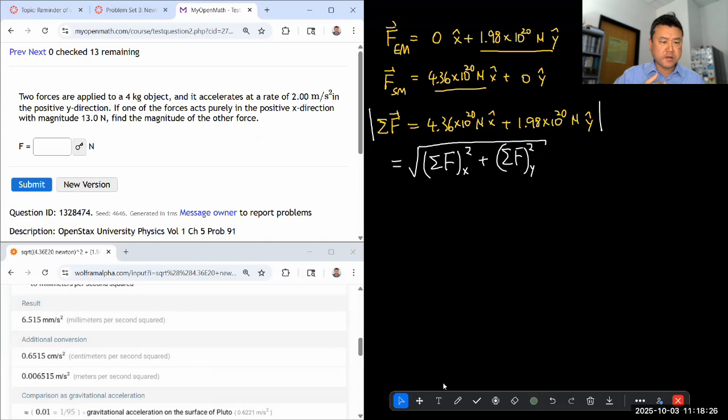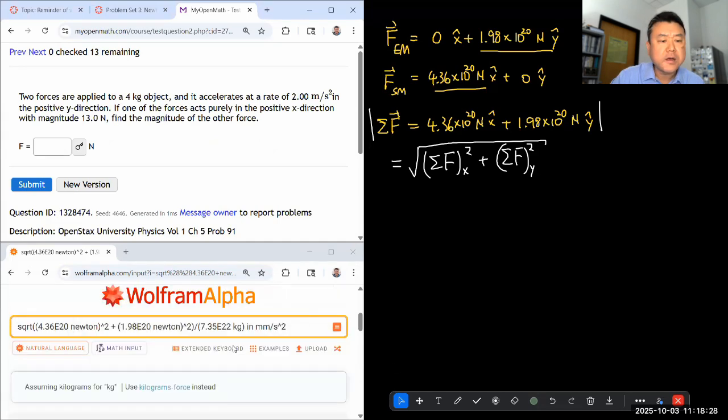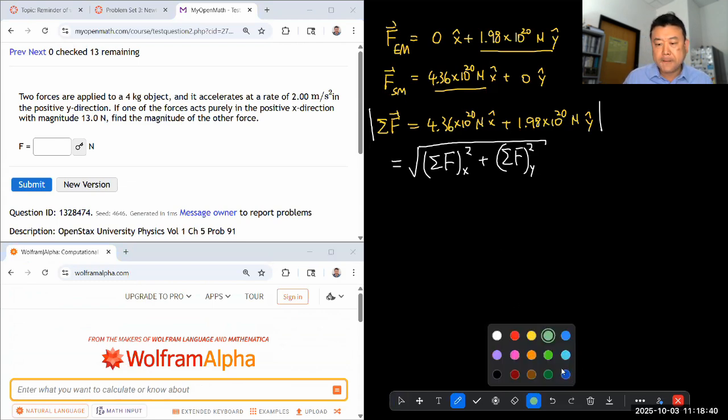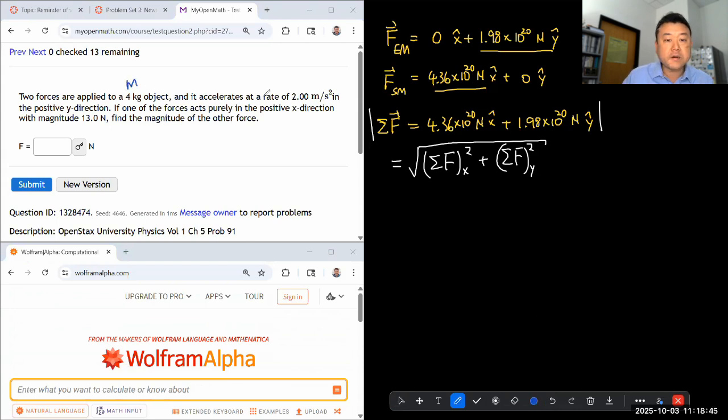Alright, so this is the other question. I thought they would be related, so that's why I'm doing them together as a group. Let's now read the question carefully. It says, two forces are applied to some mass. Let me just start labeling things so that I don't miss them. Some mass object, and it accelerates at the given acceleration in the positive y direction.